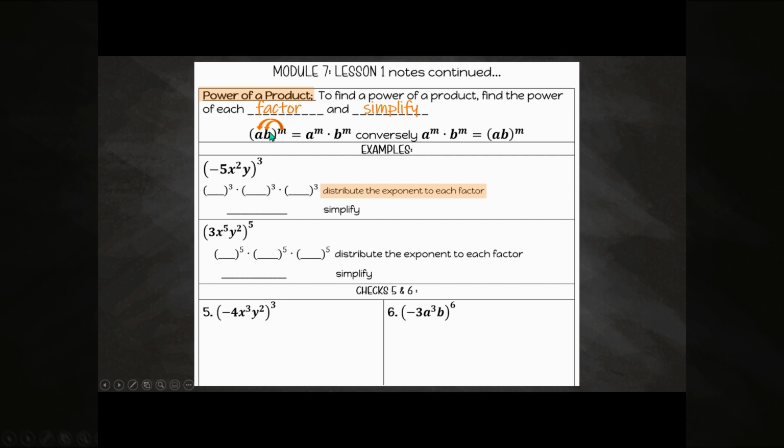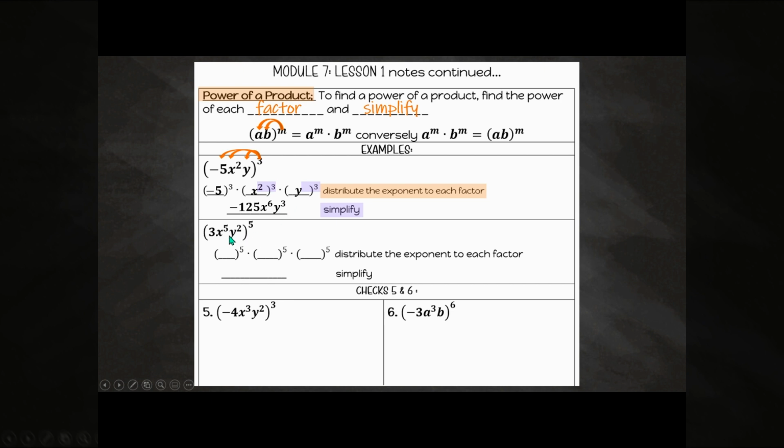So we have negative 5 x to the power of 2 times y, and that's in parentheses brought to the power of 3. So we're going to distribute that 3 to each factor inside the parentheses. So we're going to have negative 5 to the third power, x squared to the third power, and then y to the third power. Then we're going to simplify. So negative 5 to the power of 3 is going to be negative 125. x squared to the power of 3 is going to be x to the power of 6. And then y to the power of 3 is y to the power of 3.